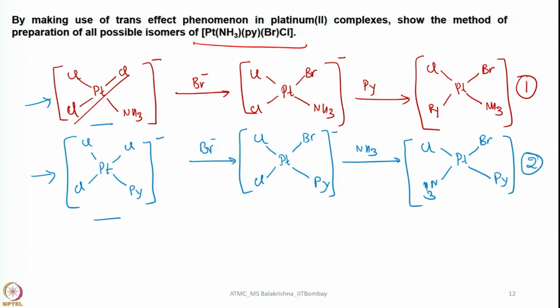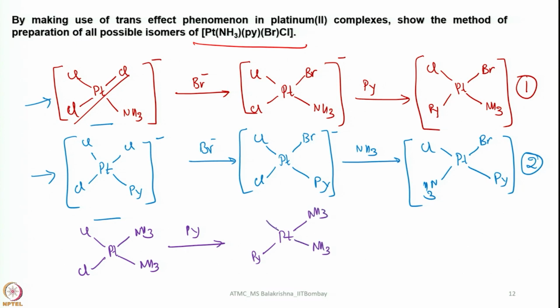So now let us look into the third isomer. For the third isomer, let us start with cisplatin. Okay, add pyridine. When you add pyridine, it will go here. We are generating a cationic complex now. Now we shall add bromide.